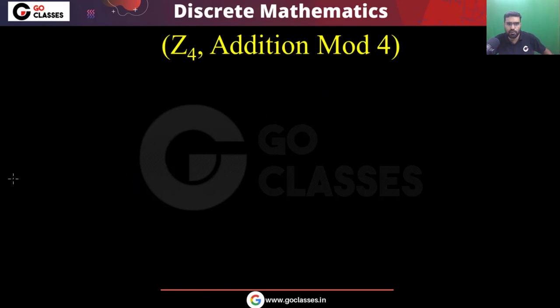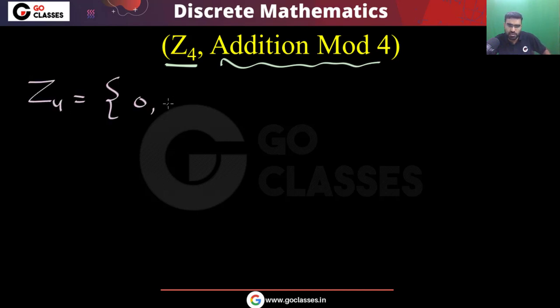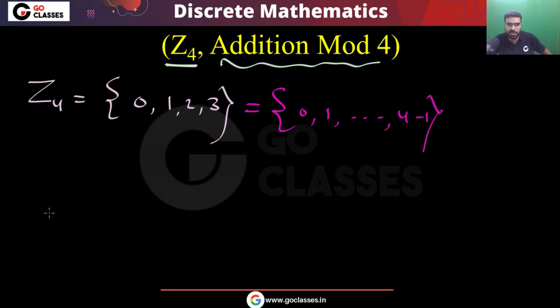Let's see this example: Z4 under addition modulo 4. First of all, what is Z4? Remember, Z4 means 0 to 4 minus 1, so 0, 1, 2, 3. Z4 is the set of possible remainders when you divide any integer by 4. So this is your Z4, and the operation is addition modulo 4.